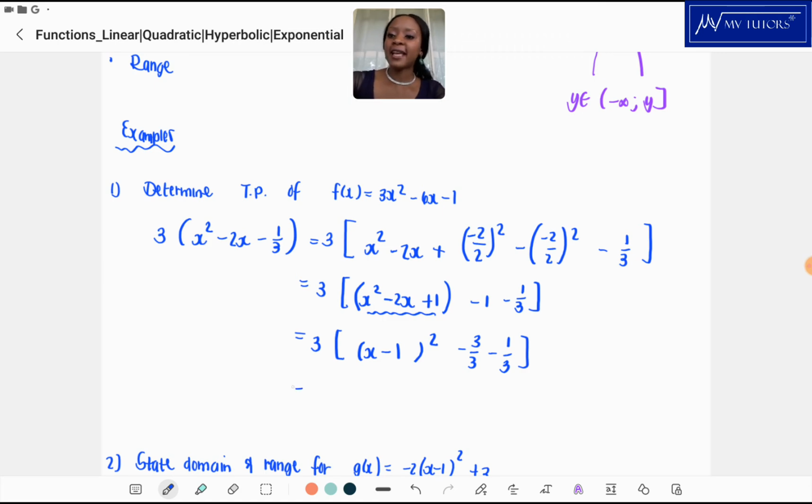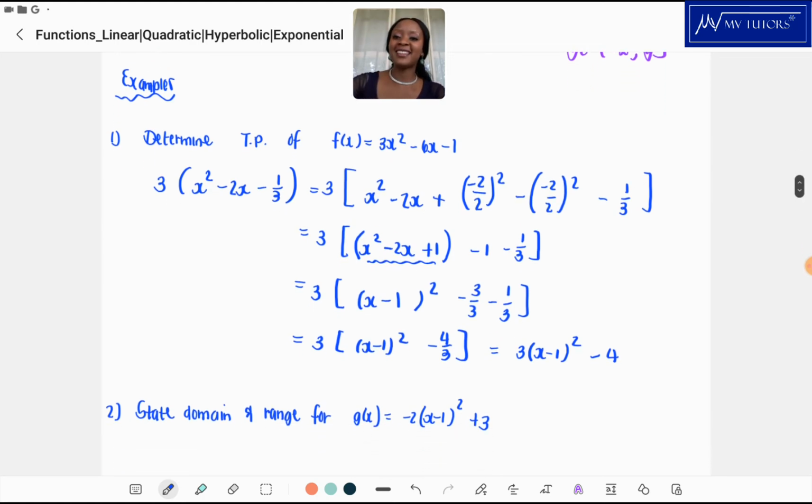Okay, and that will basically be like this. Minus 3 minus 1, that will be minus 4 over 3. Okay, I'm almost done. Now that I've taken out the 3 to complete the square, I need to multiply by 3 again, so that I can remove the square brackets. So I would have 3x minus 1 squared, and I would have negative 4, because negative 4 over 3 times 3 is just negative 4.